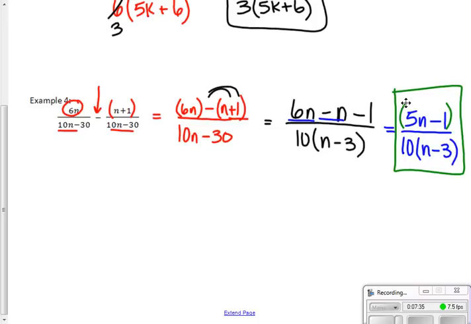This will conclude Lesson 54, adding and subtracting rational expressions with common denominators.